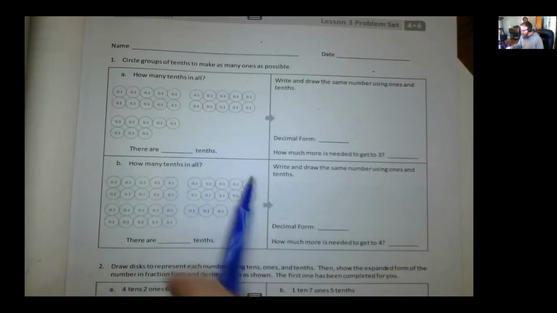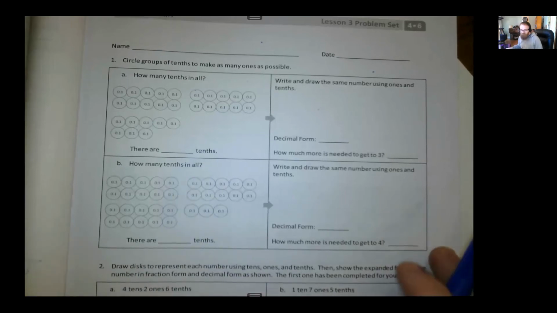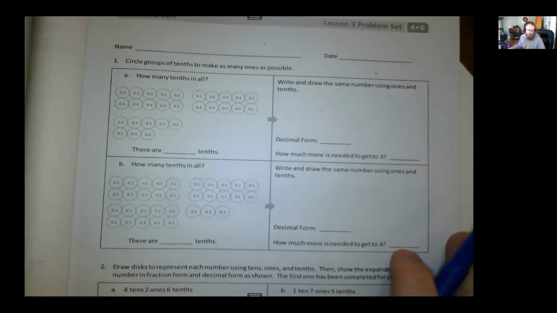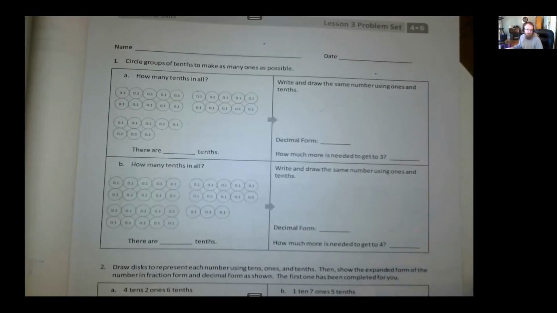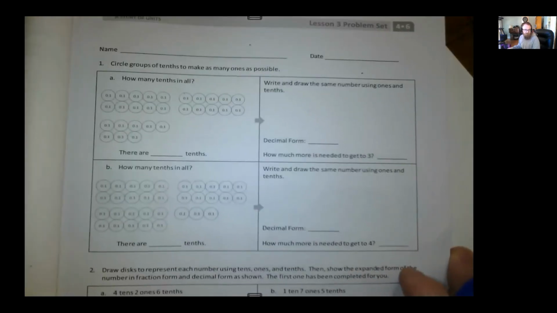Okay, let's take a look at the problem set on page 17 in your Blue Learn books. Everybody take a second and turn to page 17, the lesson 3 problem set in your Blue Learn books.